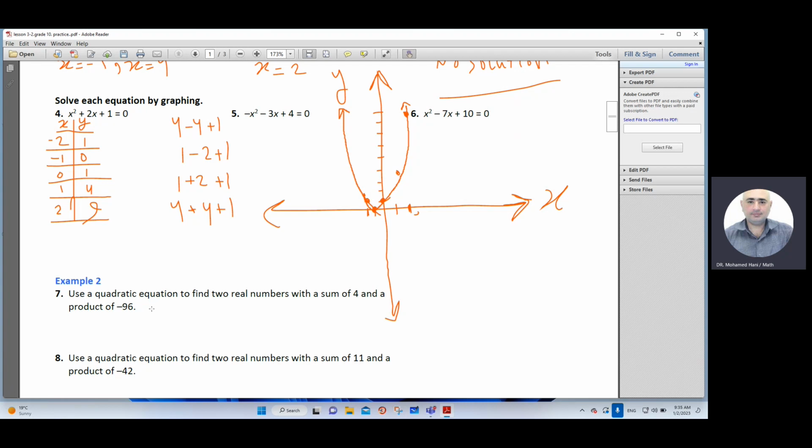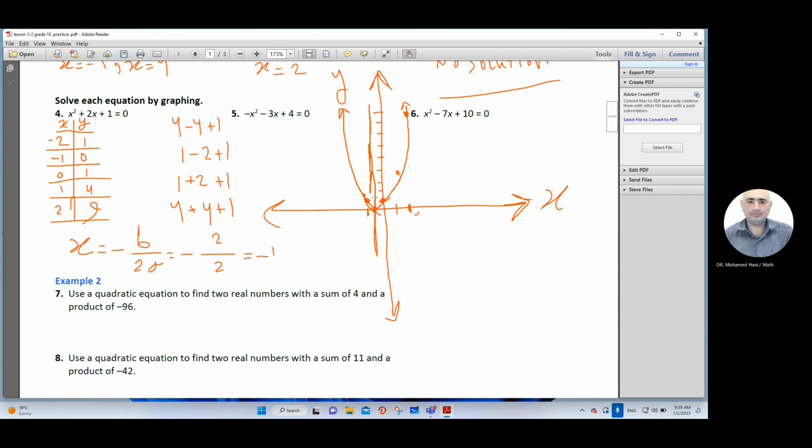Who can tell me how to find the line of symmetry here? What is the rule? x equals -b over 2a. What is the value of b? 2. And what is the value of a? 1. 2 times 1 will be 2. So it will be -1. This is -1, as you see here. This is the line of symmetry here, x equals -1.